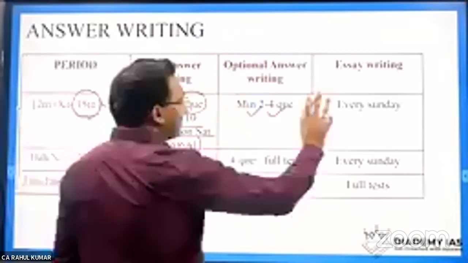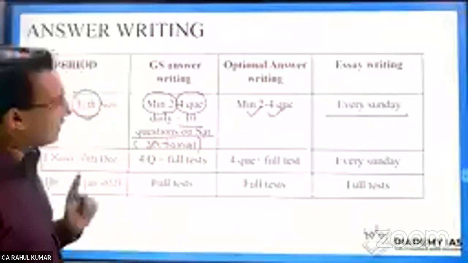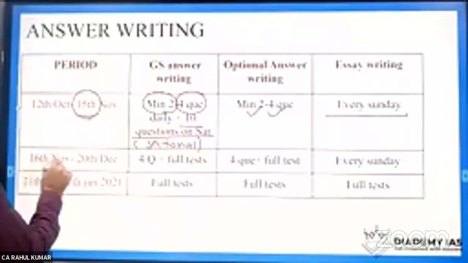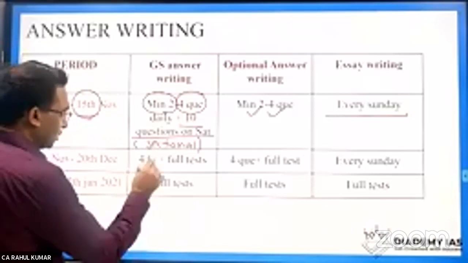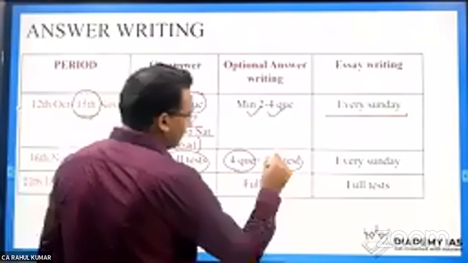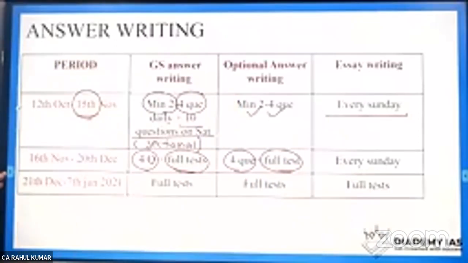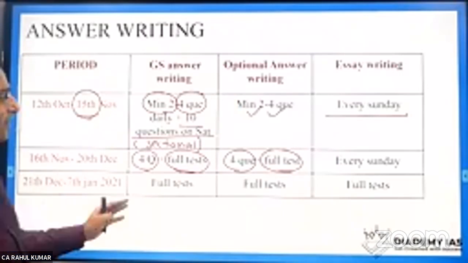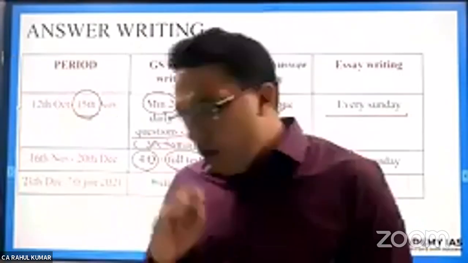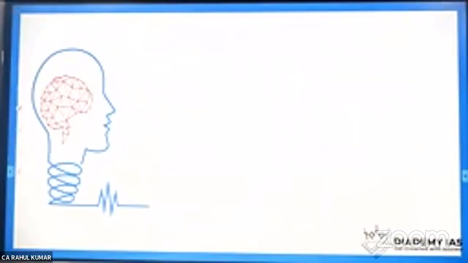Similarly, for essay writing, you will have one test every Sunday. You write one essay and make the structure of one essay. From 16th of November to 20th December, you will write 4 questions daily and a full test on the weekend, and here, a full test of the essay. From 21st of December to the 17th of June, you will write full test, full test, full test. Okay. So this is the methodology which I want to suggest. In this context, let us see how best we can include the answer writing.